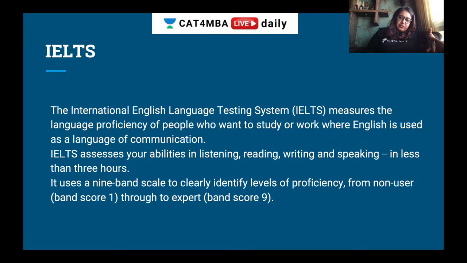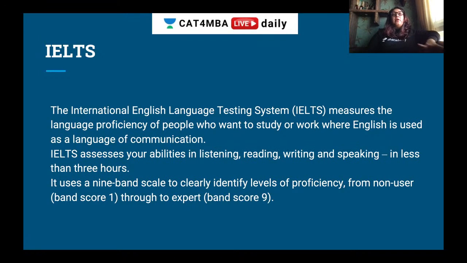Academic is for people who are going to study, only for higher education, and the general training is for people who are planning to work or migrate to English speaking countries, and the same goes for the academic part for Australia, New Zealand, Canada, and the UK, right? I've also spoken about the test scores, how it is marked, and what band scores you can get.